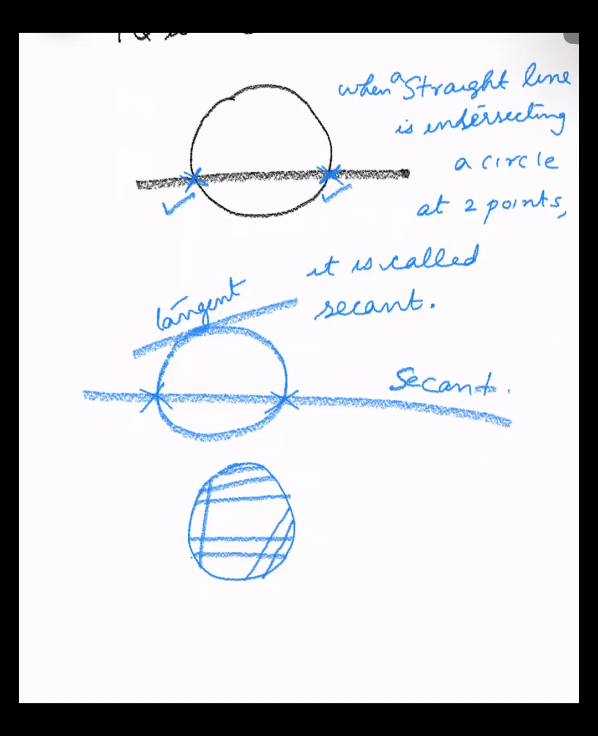The longest chord passes through the center of the circle, and that is called the diameter of the circle. And diameter is equal to 2 times radius. This is what we have learned till now.